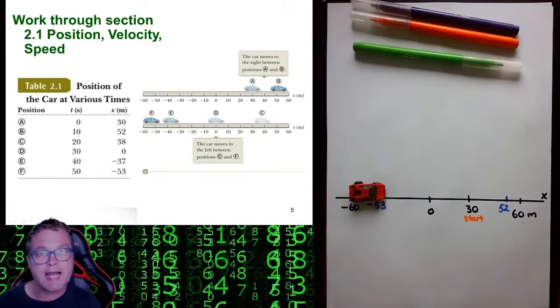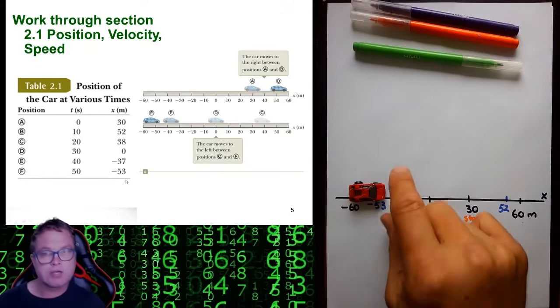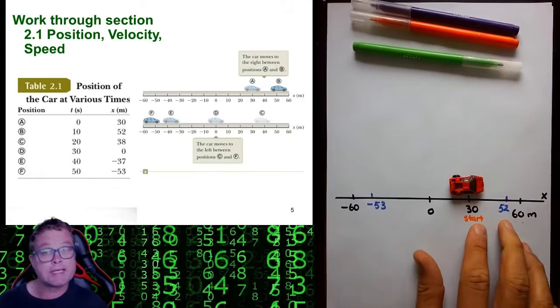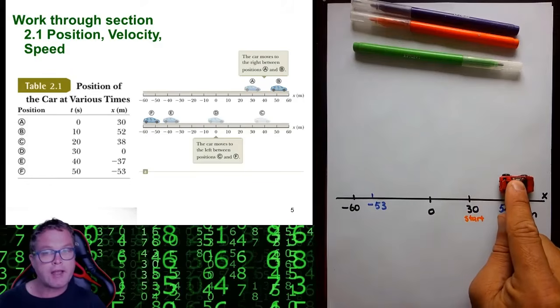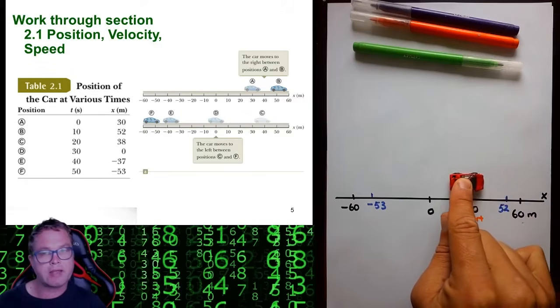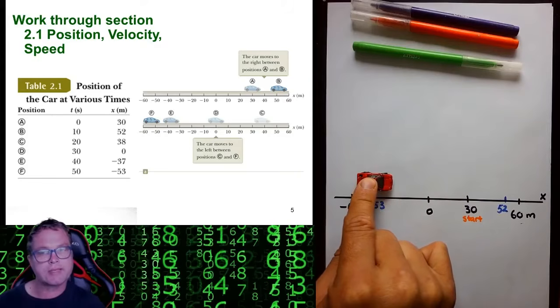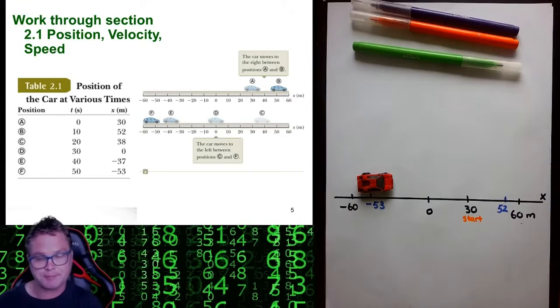Remember, the negative sign means that we're on the left hand side of the x-axis, and the positive sign means we're on the right hand side. So given this table of positions, of times and displacements, we see that the scenario that we're dealing with is a car starting at 30 meters and moving forward, and then heading in the negative direction, and then when the experiment ends, it stops there. So we can perform a number of different calculations relating to this.